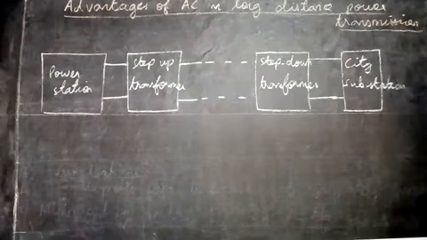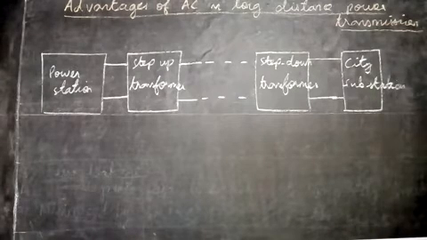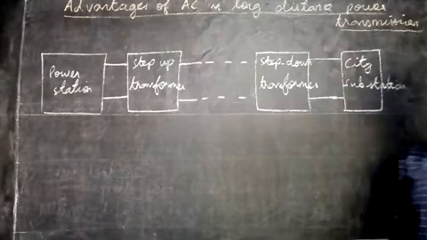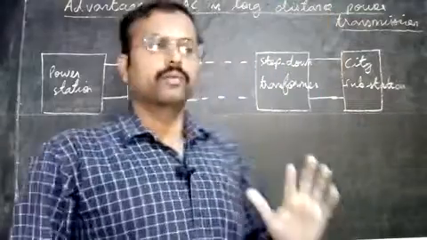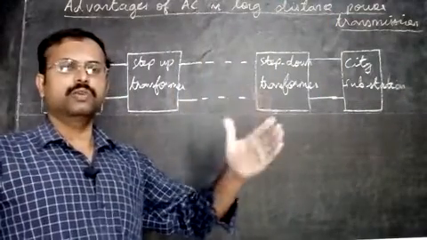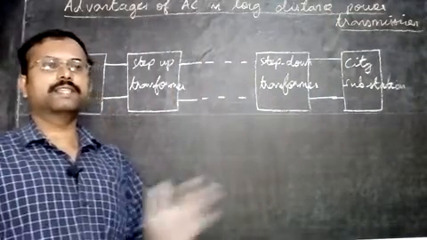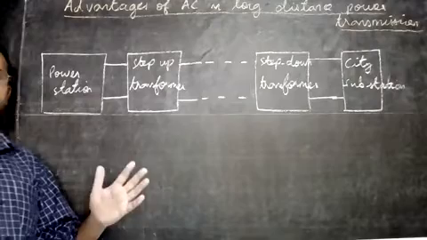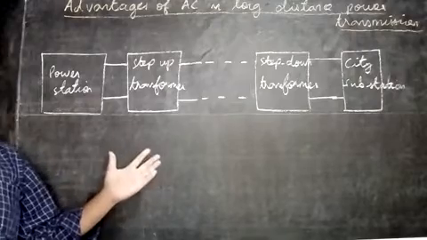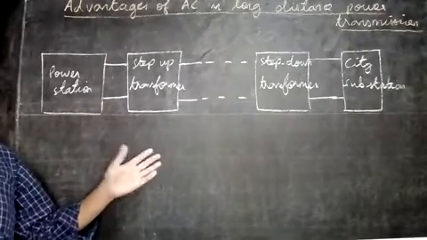Let us now study the advantages of AC, alternating current, in long distance power transmission. First, we must send the power from a generator to another city or another place. For that, we must send it using wires only. But when you send power using a wire, there will be heat loss.